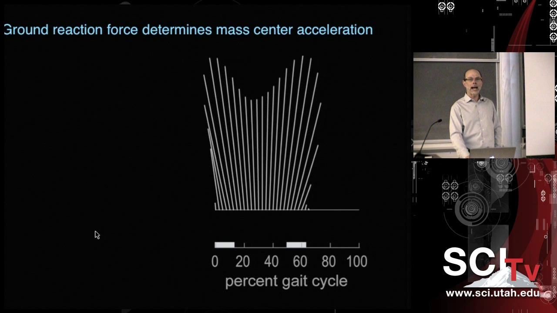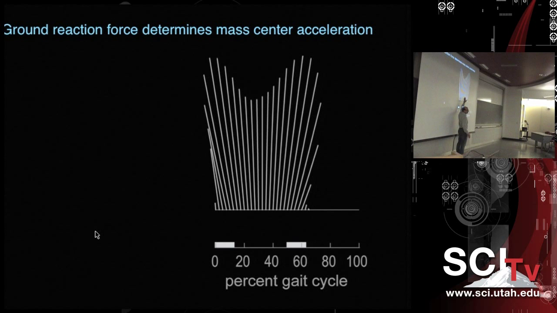So the ground reaction forces are what accelerate the mass center. If I measure the force under the foot and I plot that, there's a vertical component of that, and that's what supports your body weight, and then a horizontal component. You see it's tilted back a little bit, so when you land it's tilted back and that slows you down, and then at the end of the pushing forward, it's tilted forward, and that's how you can tell what the mass center is doing.